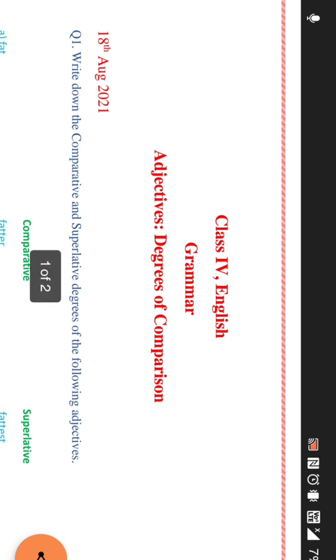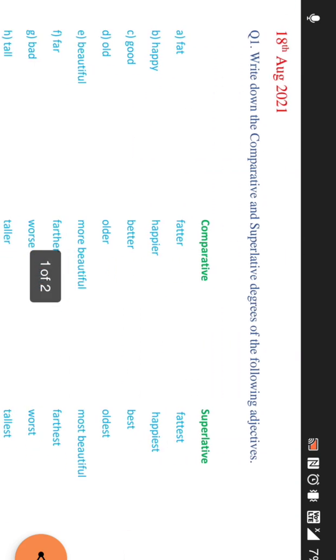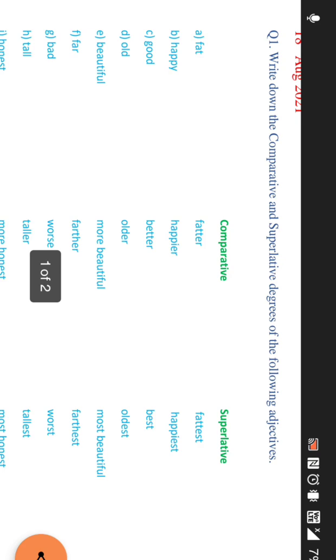Okay, so in the first question I have given you some examples which you have to memorize by heart, because these are very important from your exam point of view. So you are going to practice these sample adjectives, and their positive form, their comparative form, and their superlative form.